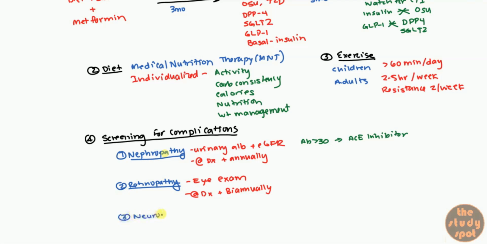Next is going to be neuropathy. So neuropathy could either be peripheral or autonomic. One of the common things you'll do is use a 10-gram monofilament to check for sensation in the arms and the legs, because generally you have this glove and stocking type of ascending neuropathy. And again, you want to do this at diagnosis and then annually from then on if everything is normal.